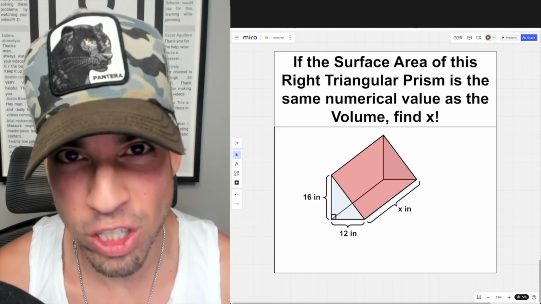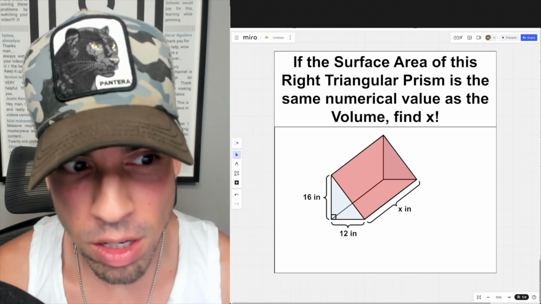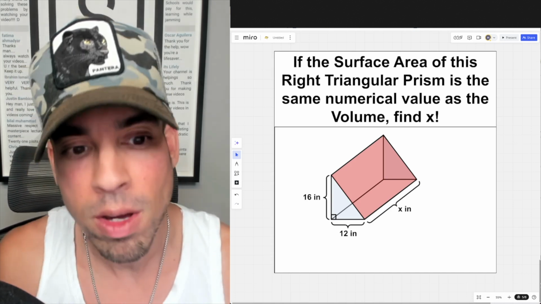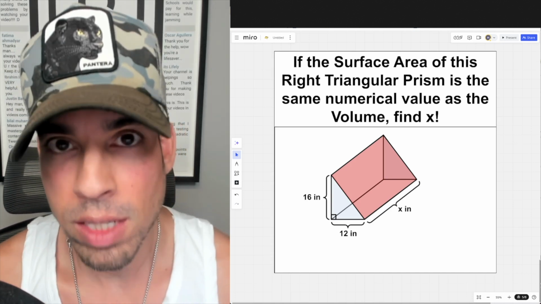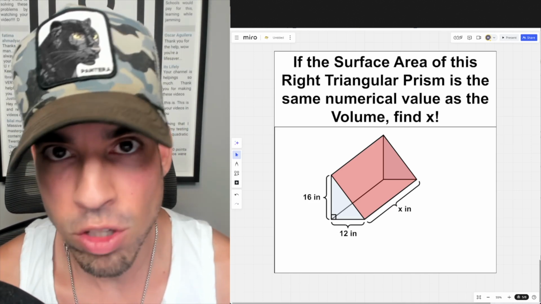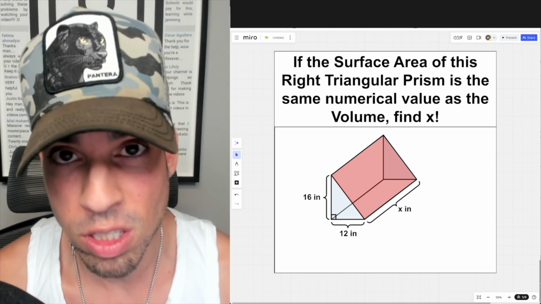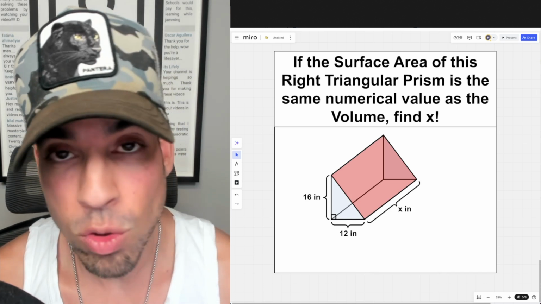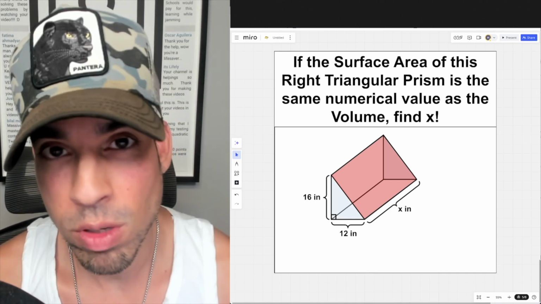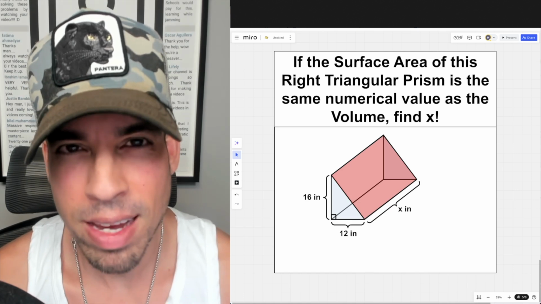In this one, the question is as follows. If the surface area of this right triangular prism is the same numerical value as the volume, find x. Of course, when I say the same numerical value, obviously they're going to have different units. Surface area is going to be inches squared, volume is going to be inches cubed, but the value numerically will be the same. Hit that pause button and see if you can figure it out. When you're ready, hit play and I'll give you the explanation.